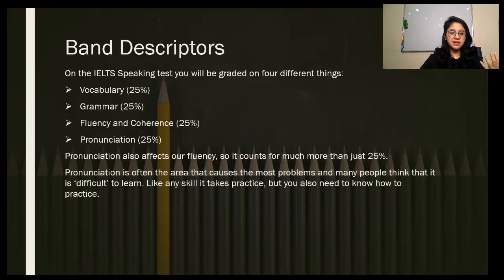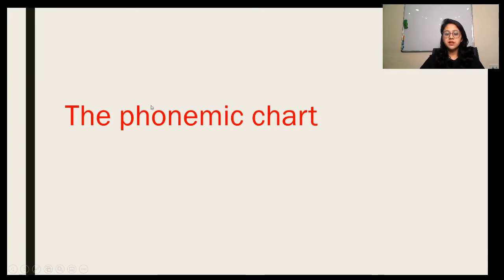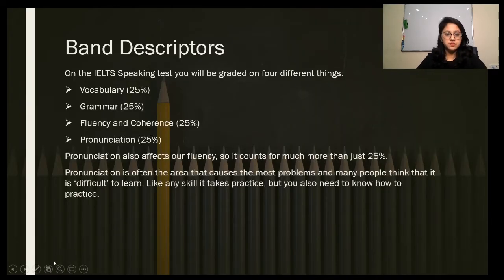Now, like I do in every class, I'm going to start with the band descriptors. The IELTS Speaking and Writing Examination has certain parameters on the basis of which you are marked. So there is vocabulary, which comprises 25% of the total marking system, followed by grammar, followed by fluency and coherence. It's very important to know that both fluency and coherence are correlated to pronunciation, because it affects our fluency also. So it counts for much more than 25%. Because the more you hesitate, the more your pronunciation gets affected, and because of which you may lose scores in your pronunciation and fluency.